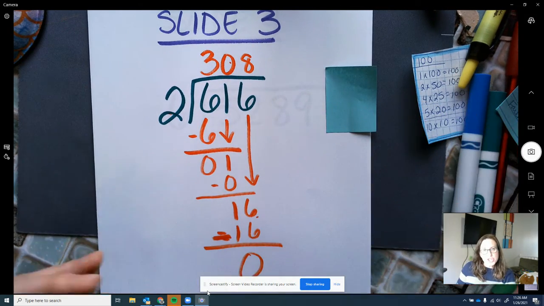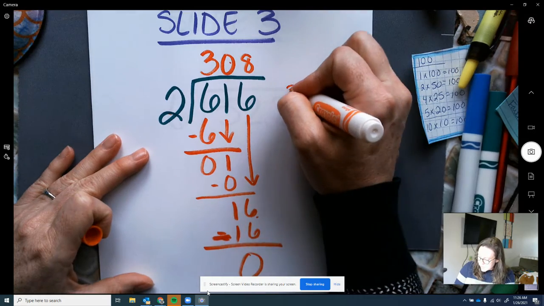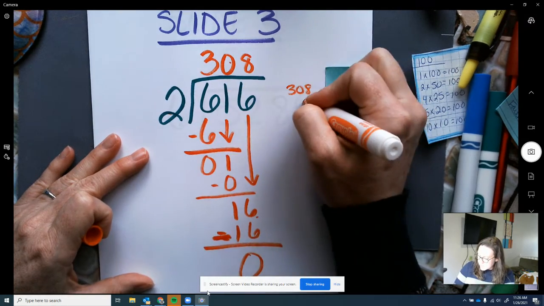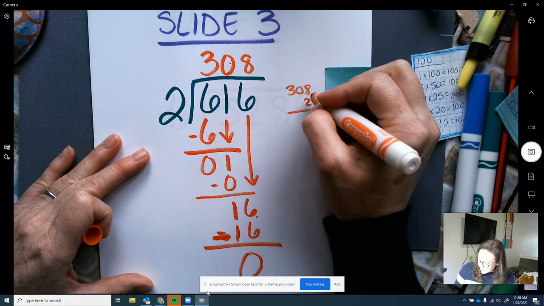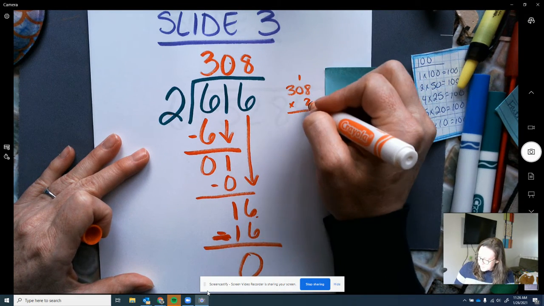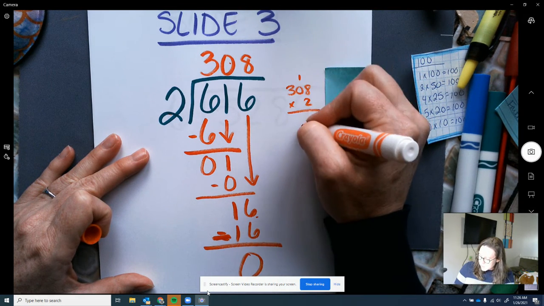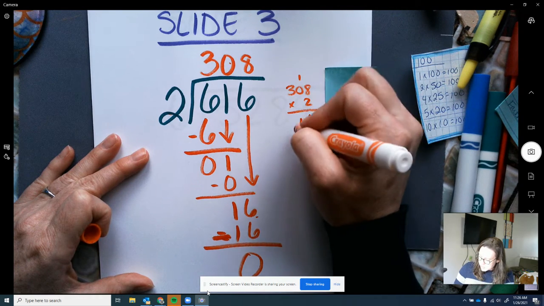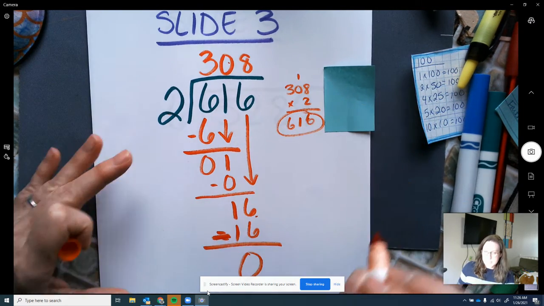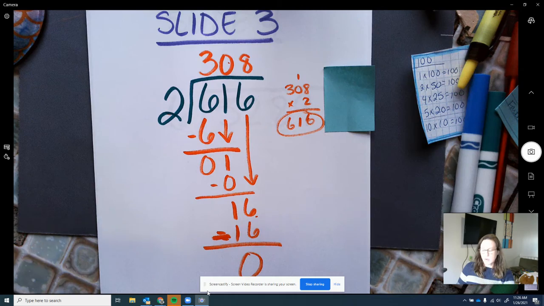If you wanted to check your answers on any of these, you could always say 308 times 2 should equal the dividend there. So we got 16. 2 times 0 is 0, plus 1 is 1, and 2 times 3 is 6. So I came up with 616, so I know that that is correct.